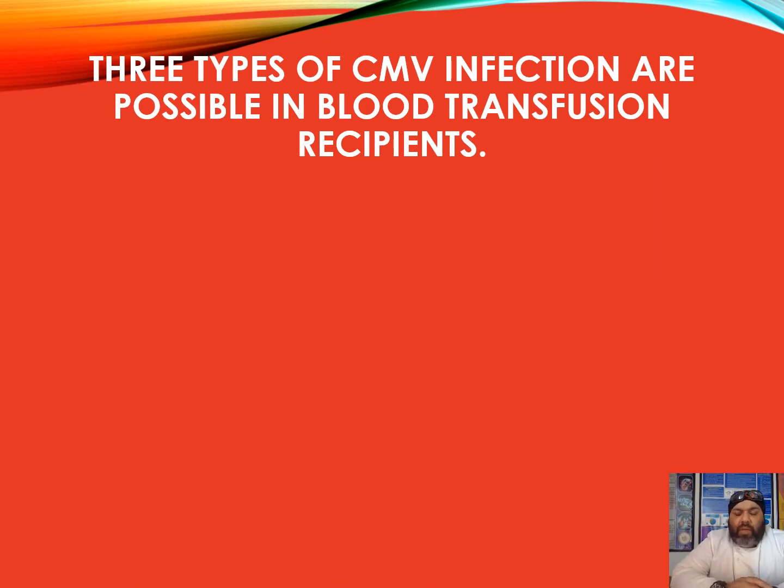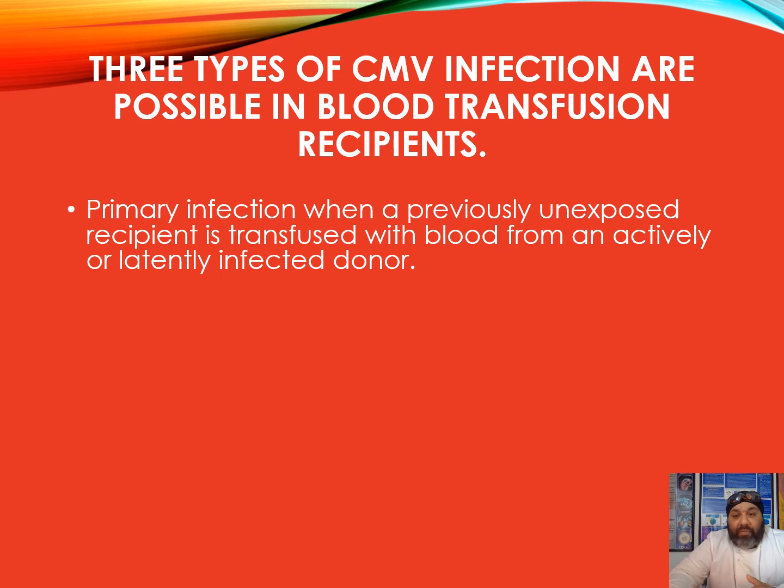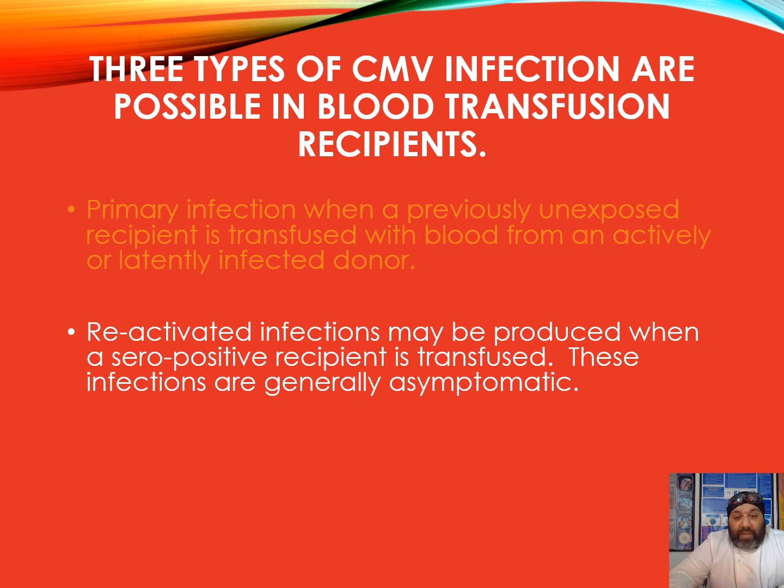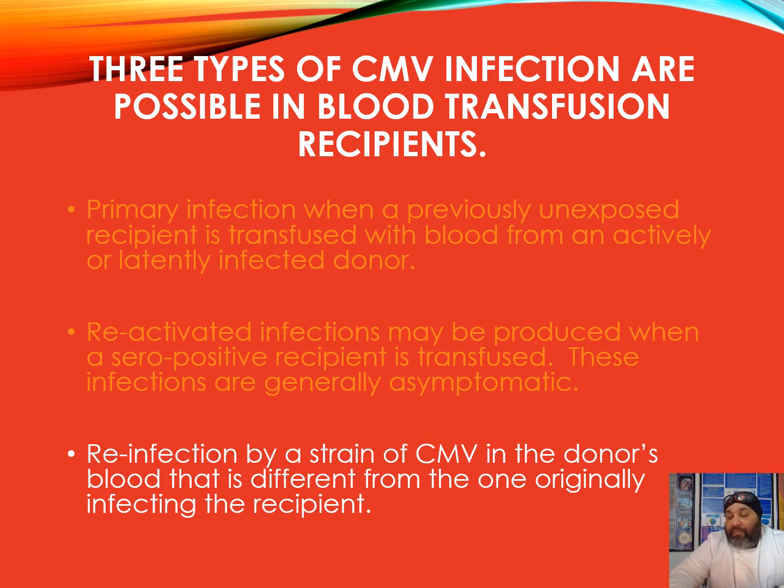So three types of CMV infection are possible in blood transfusion recipients. Primary infection, when a previously unexposed recipient is transfused with blood from an actively or latently infected donor. Reactivated infections may be produced when a seropositive recipient is transfused. These infections are generally asymptomatic. And then reinfection by a strain of cytomegalovirus in the donor's blood that is different from the one originally infecting the recipient.